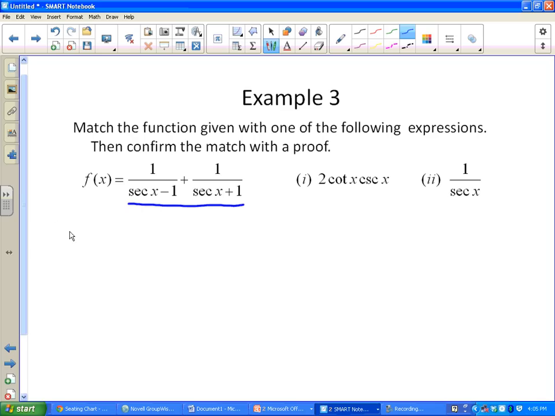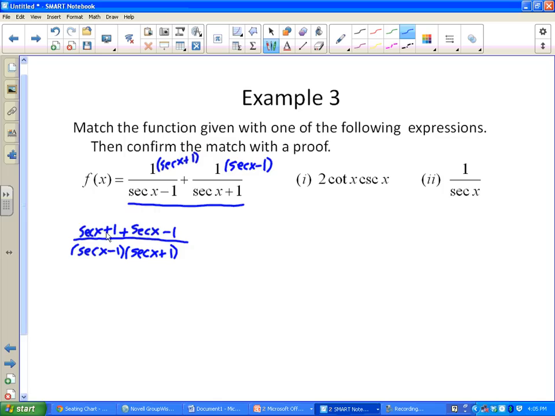So I would get a common denominator here. My common denominator is going to be secant x minus 1 times secant x plus 1, because I'm just going to multiply them together and get my common denominator. That means that I would multiply this fraction by what it's missing, which is secant x plus 1, multiply this one by secant x minus 1, and then get the top of our fraction here. That's really nice that we're just multiplying it by 1 on both of those. So I should get this on top.